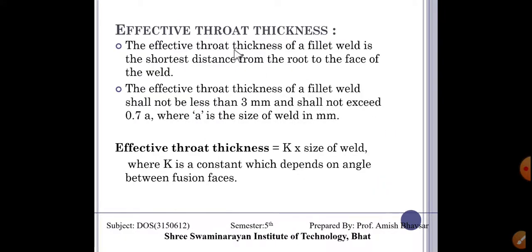Now the most important part, that is throat thickness. It is the inclined line from the right angle corner to the outer edge of the welding. The throat thickness of a fillet weld is the shortest distance from the root to the face of the weld. The effective throat thickness of a fillet weld shall not be less than 3 mm and shall not exceed 0.7 times the size of welding, where S is the size of welding. So the effective throat thickness is equal to K into size of weld. That K is the constant and it is 0.7 for almost all the cases.